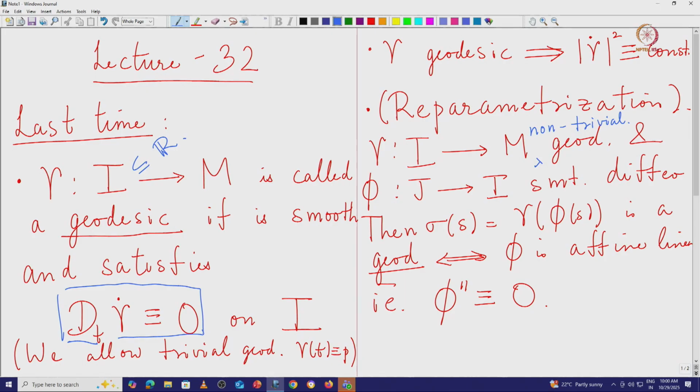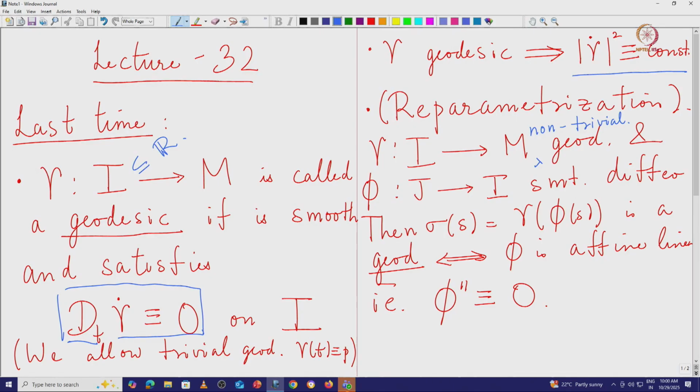And note that we also allow trivial geodesics. That means if gamma of t is a constant, we also allow such trivial geodesics. It will be just a matter of convenience. One of the important consequences of the geodesic equation is that if gamma is a geodesic, then the speed is a constant throughout.